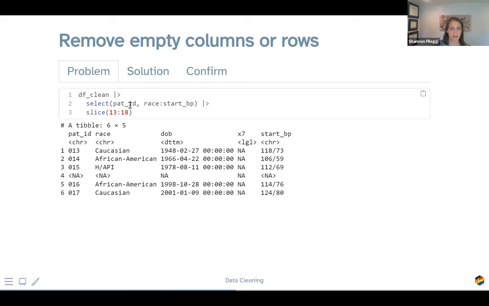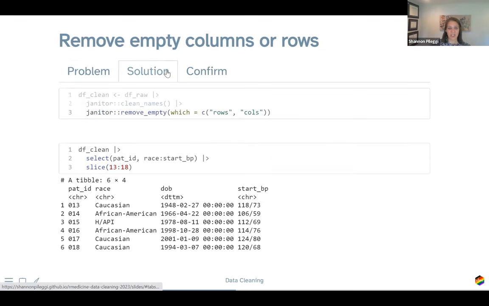So I'm selecting the patient ID column, as well as everything between race and start BP. And I'm slicing the rows, so I'm only showing you rows 13 through 18. And so what you can see here is we have our blank column and our blank row, which is not ideal. But honestly, I received a data set at work this week that has data just like this. It is normal.